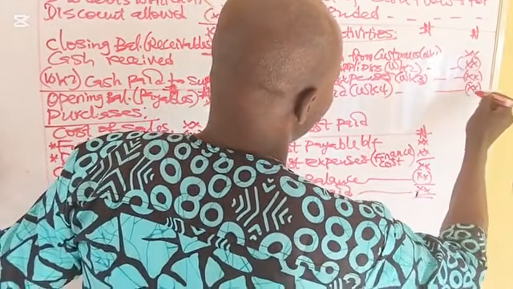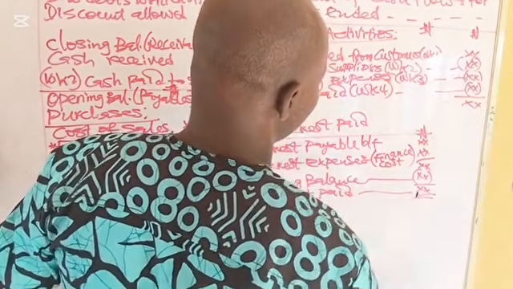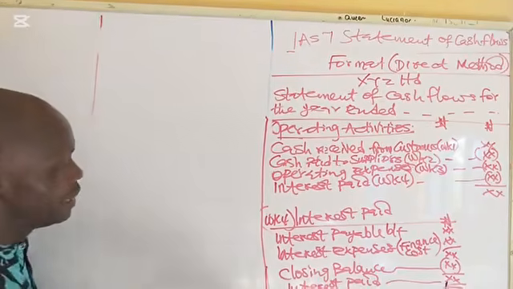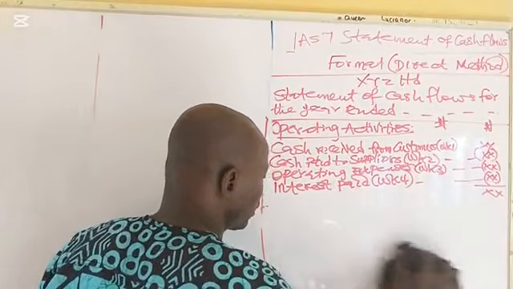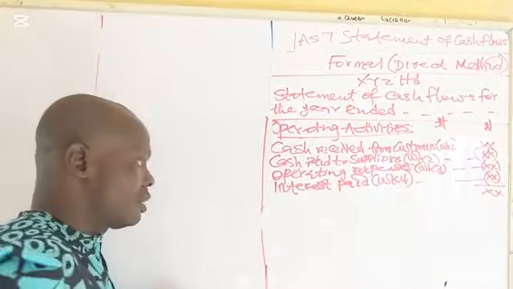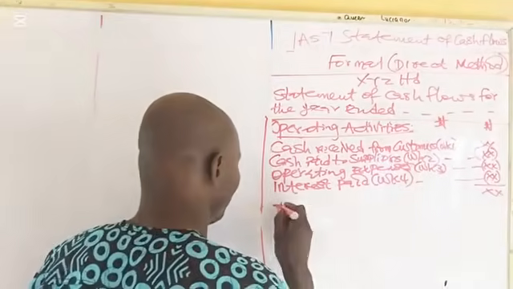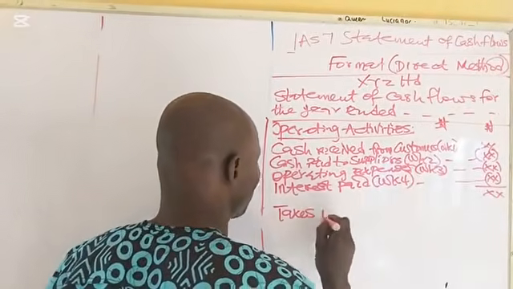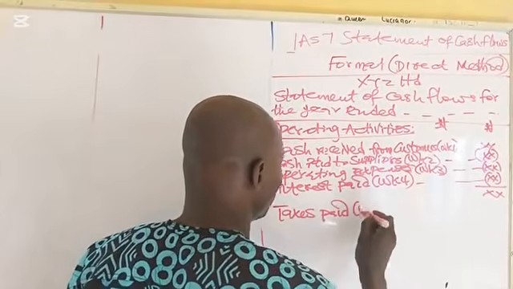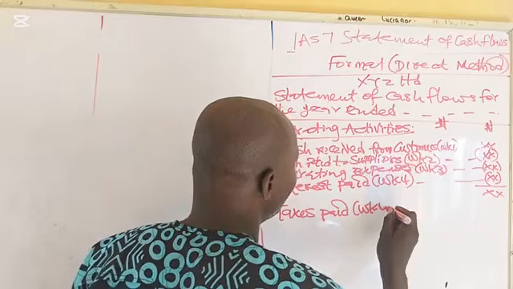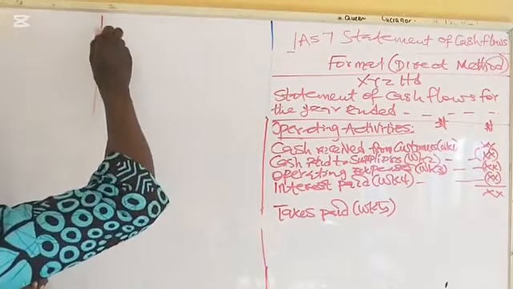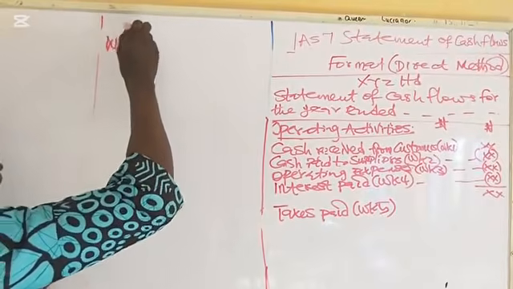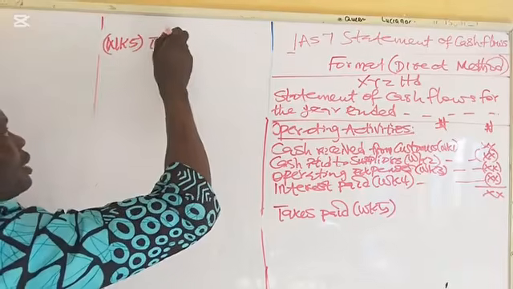Outflows. Where do you get the closing balance from? After interest paid, we could have taxes paid. Taxes paid. That is working number 5, which is for taxes paid.